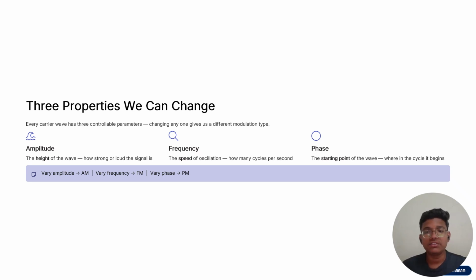These three properties give us three types of modulation. If we vary amplitude, it is called amplitude modulation or AM. If we vary frequency, it is frequency modulation or FM. If we vary phase, it is called phase modulation or PM. Easy trick: AM equals height changes, FM equals speed or spacing changes, and PM equals position changes.